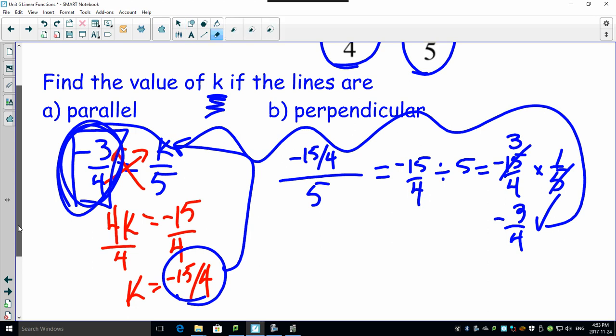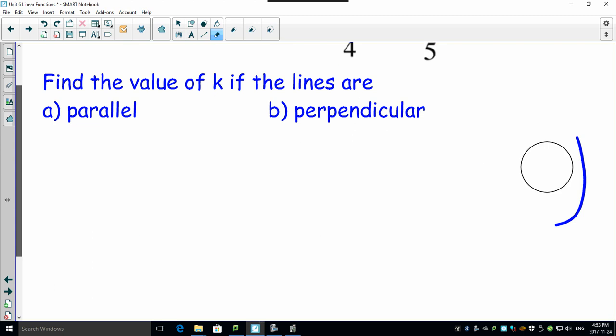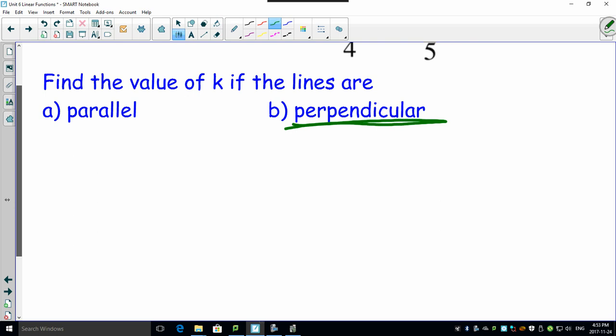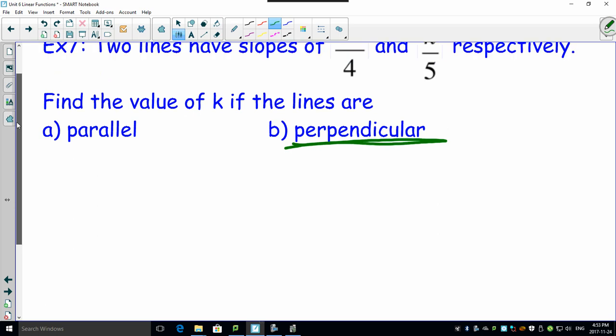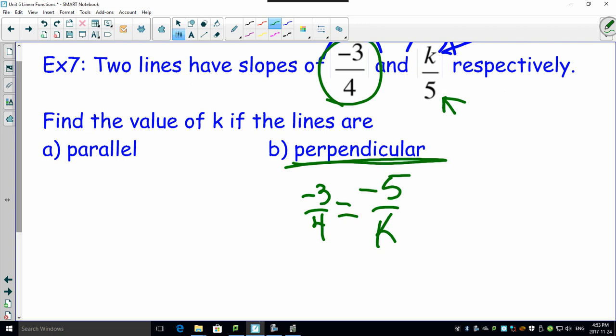Now, let's take a look at the next question. Let me get rid of all of this, okay? So we have a little bit more room to work with. Okay, so now we want this to be perpendicular. Perpendicular means take this -3/4, and now it has to not just equal, it has to be the negative reciprocal of this guy. In order to be perpendicular, you have to flip it and change the sign.